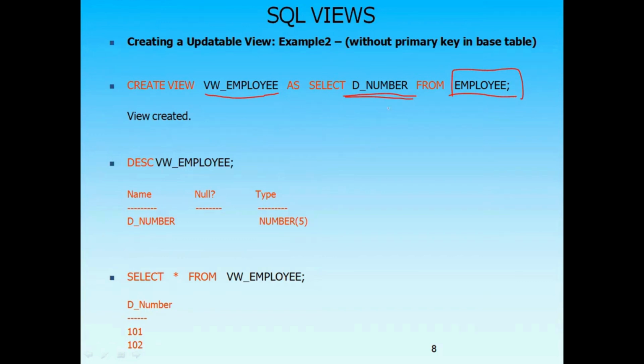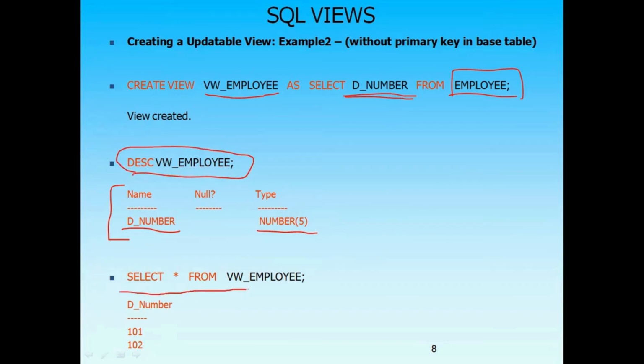Remember, the structure of the view is that we have selected only D number from the base table. The data type will be the same as the base table. If you describe the structure of the view, only D number is there in the view. Now you can select the data from the view. Only two records are there with the two departments, 101 and 102.